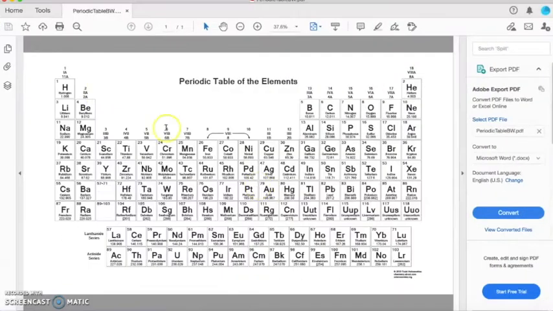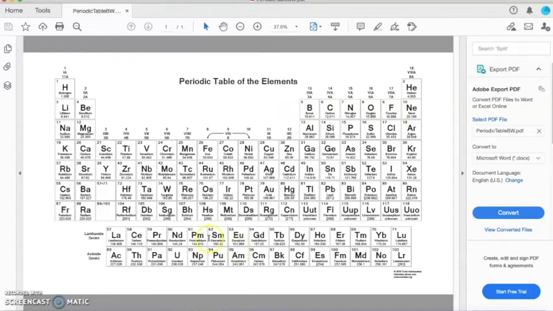Now, real quick, S holds a max of 2 electrons. How many columns? 2. D holds a max of 10 electrons. Let's count: 1, 2, 3, 4, 5, 6, 7, 8, 9, 10. P holds a max of 6 electrons: 1, 2, 3, 4, 5, 6.